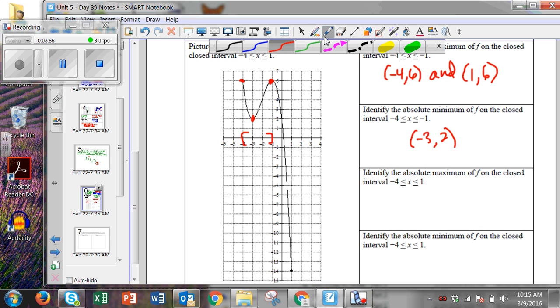Now, pay attention because they changed the interval. So now our interval is going from negative 4 to positive 1.